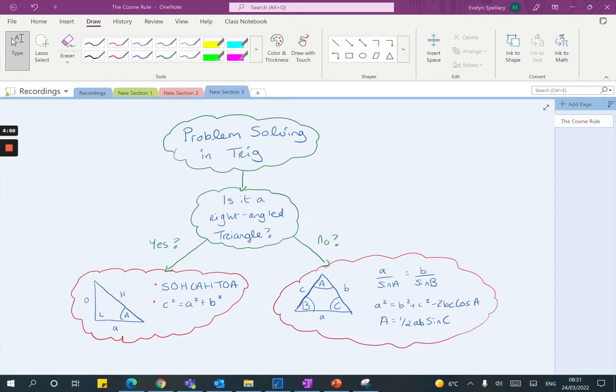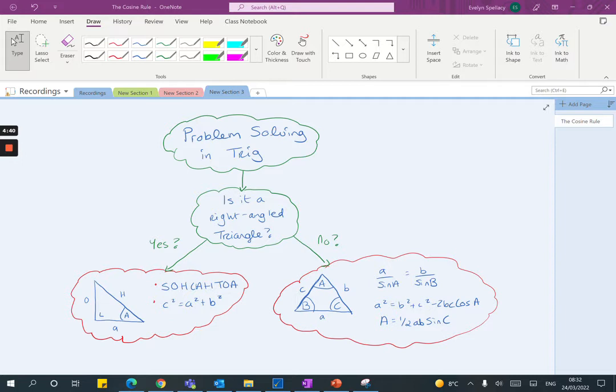Good morning everyone, and what we're going to be moving on to today is looking at problem solving in trigonometry, specifically looking at problem solving to do with 3D shapes. So this is a nice little flowchart that can help us try to figure out which formula we need to use in trig to help us solve a problem.